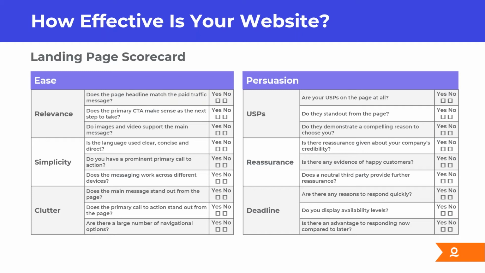Because actually, ideally, you only want one call to action, which is fill in this form. It should be very clear what the direction of travel is once you hit the page. On the persuasion side, it's in terms of unique selling points. Are they there? Are the reasons that I should get involved with this trial clearly laid out, and why with you? Is there reassurance there?